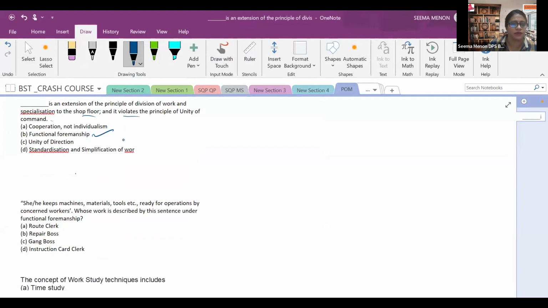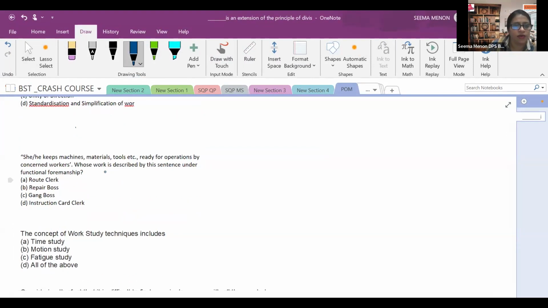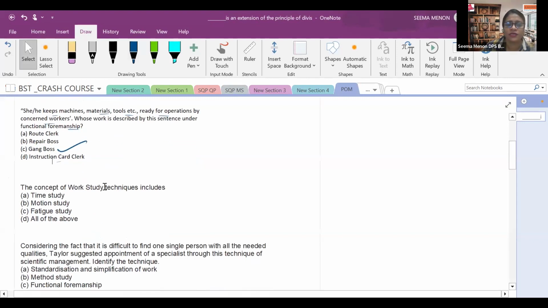Now, the next one is that she or he keeps machines, materials, tools ready for operations by concerned workers. They get the machines ready. Whose work is described by this under functional foremanship? We know that route clerk means the sequence, repair boss does the repairing work, and instruction card clerk gives the instructions. So the answer is gang boss. They keep the machines ready for the work.